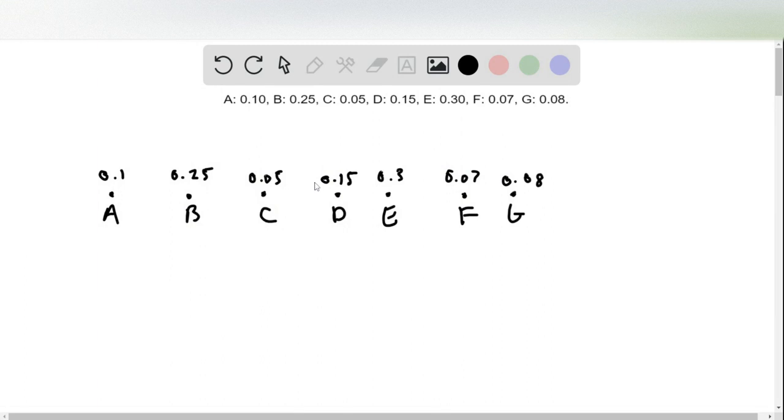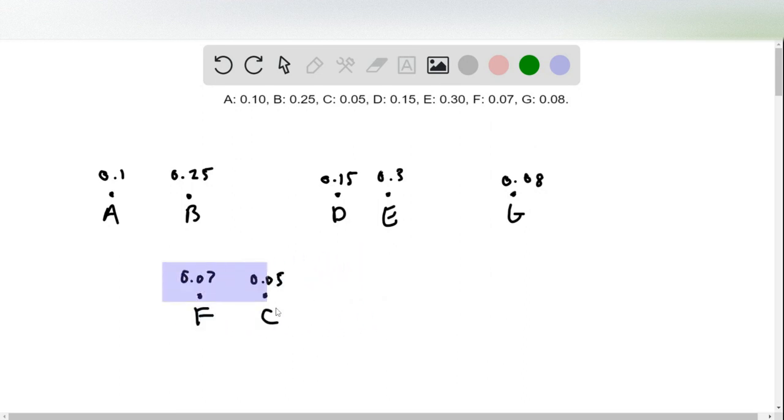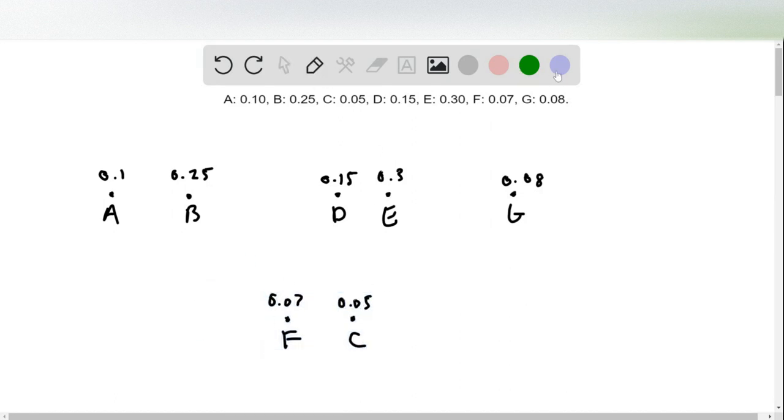Now, what we want to do is identify the two smallest frequencies that we have. Well, in this case, that's going to be 0.05 with C and 0.07 with F. Now, what Huffman coding tells us to do is put the larger of these to the left, like this, and then we create a tree for these. So F is going to be 0 and C is going to be 1.